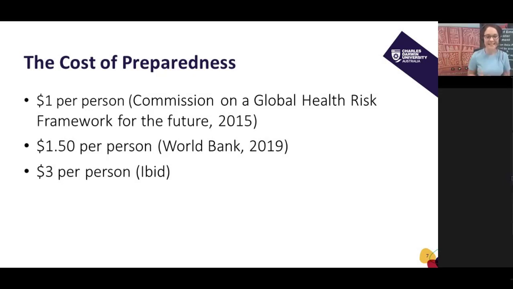Well, the fact is that estimates to adequately invest in preparedness vary. In 2015, the National Academies of Sciences, Engineering and Medicine estimated that it would cost $4.5 billion per year. And this is on average $1 Australian per capita per year, or about the equivalent of one McDonald's soft serve with a flake if you're treating yourself. But in 2019, the World Health Organization called for a yearly per capita investment of between $1.50 and $3 a person. And that's the cost of a chocolate bar on special at Woolworths, or about 1.5 kilos of bananas.